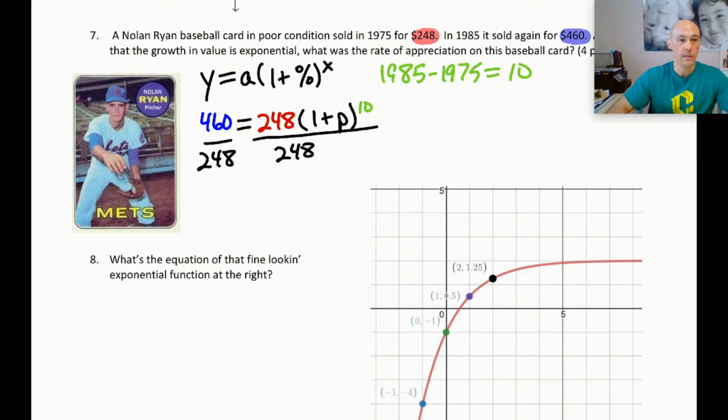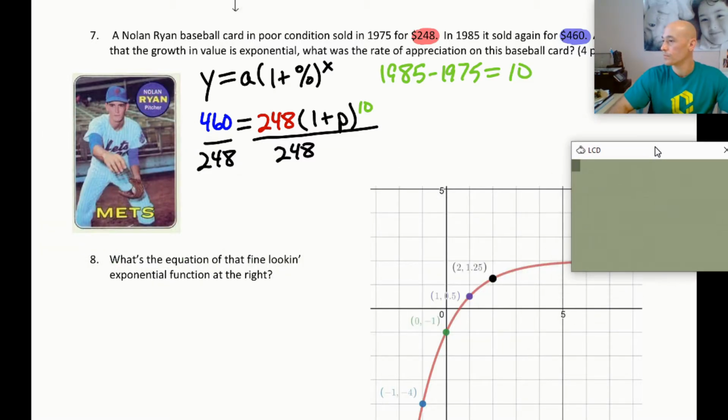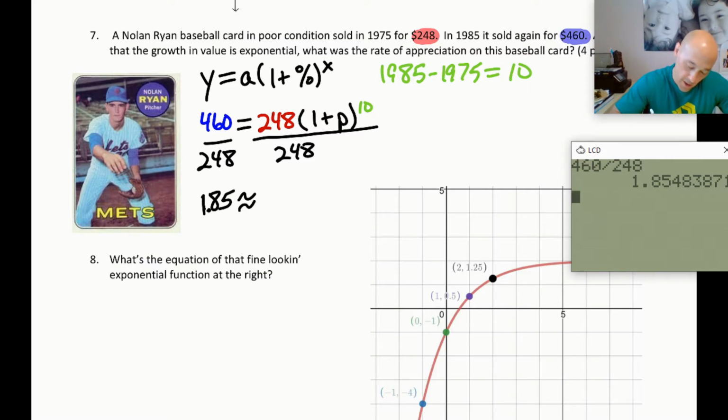I'll bring the screen over so you can see it there. So I'm going to do 460 divided by 248, and I'll get about 1.85. So this is an estimate of 1.85, so I'm going to use approximate there. And that's going to be 1 plus p to the 10th power.